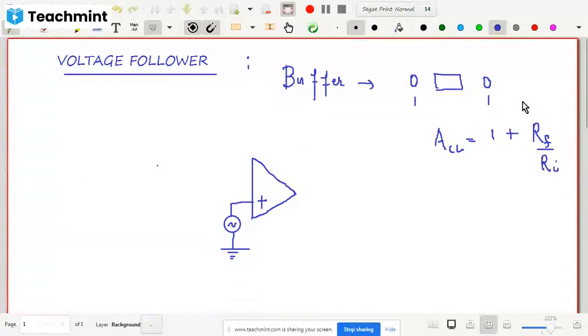Now what if I change the configuration of this non-inverting amplifier in such a way that my gain is 1? Can I do that?